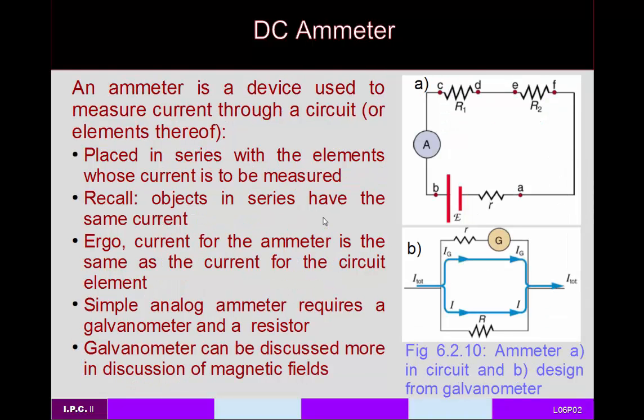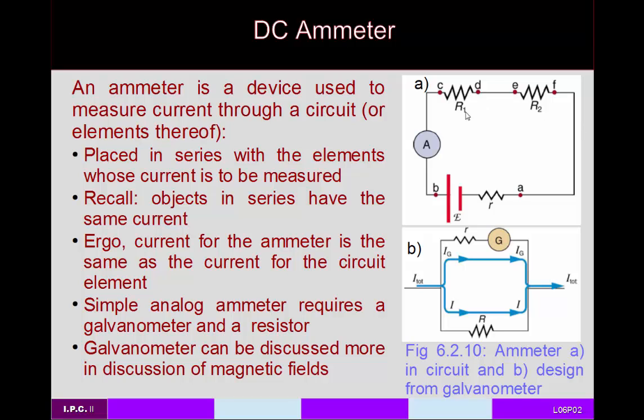The ammeter, on the other hand, measures the current through a circuit or through the elements of a circuit. We represent it with a little A inside of a circle. Whereas the voltmeter was placed in parallel with the object that you wanted to measure, the ammeter needs to be placed in series. The reason is that when you have elements of a circuit that are in series with each other, the current through all those elements should be equal.